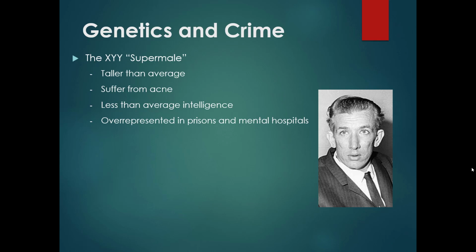Now, even though we found that they were overrepresented in prisons, it turns out that wasn't a really good theory of criminality, because most people in prisons were not XYY supermales. There were many violent offenders who were not XYY supermales. Also, some people pointed to the fact that these XYY males tended to have less than average intelligence. And so some people said, well, maybe they're not overrepresented in the criminal population, but they're a little dumber than the average person, and so they're more likely to get caught. And that's why you see them in prison more. In any event, this particular theory went by the wayside pretty quickly.